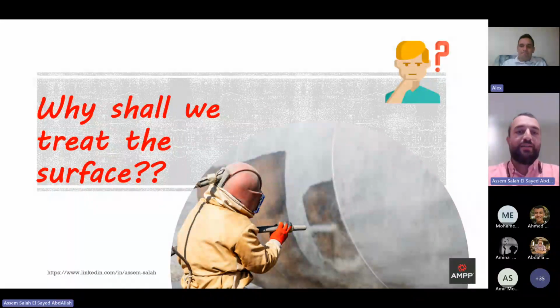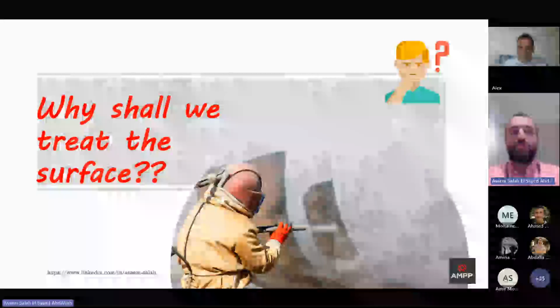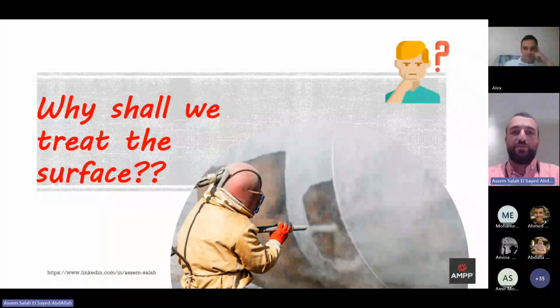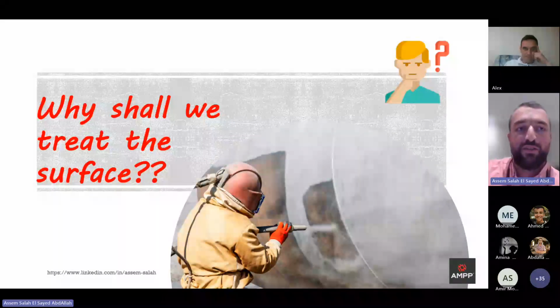My question is, if you are choosing between two things: you apply right, good surface preparation but use low cost paint, and the other choice is to not apply any surface preparation but use a high cost paint. What would you choose between these two choices?